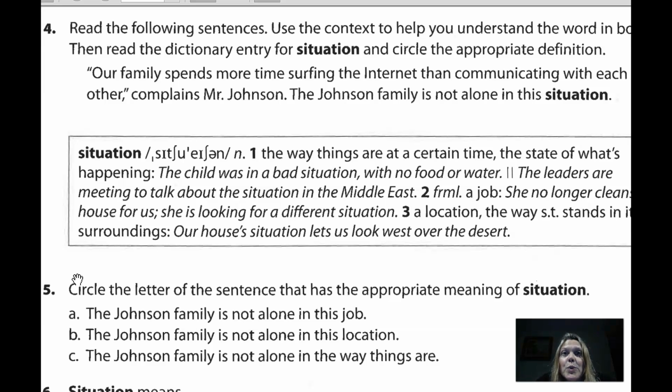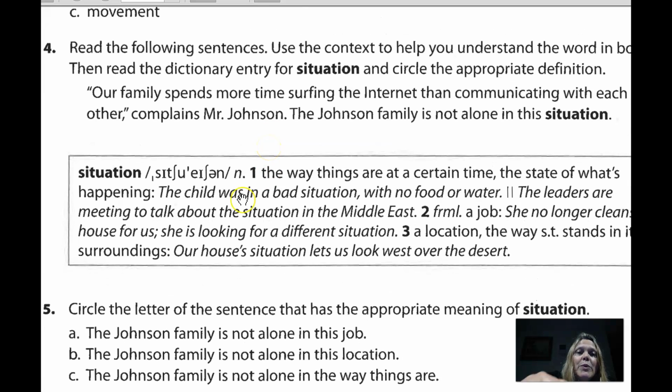Situation is the way things are at a certain time, the state of what's happening, right? We're in a tough situation right here with the coronavirus. We're all sheltering in place. It is a situation. It's the way things are. Or maybe the meaning is number 2, a job, or 3, a location. No, situation means in this sentence, the Johnson family is not alone in this situation. That means the way things are. You should circle number 1.